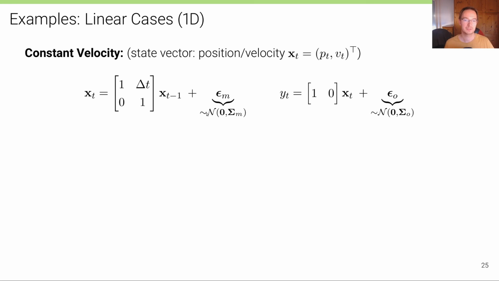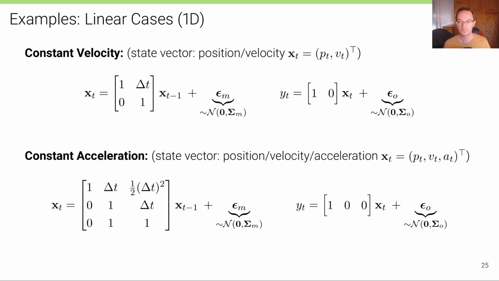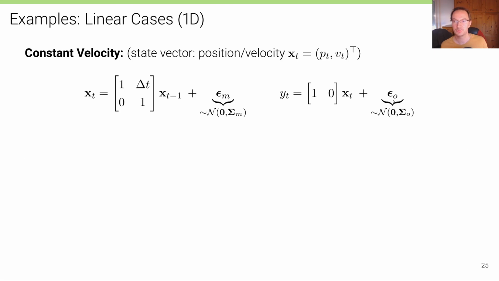We have this epsilon here, which is sampled from a Gaussian distribution with zero mean in this case, and a covariance matrix sigma m for motion. And similarly, we have an observation model, which is given here on the right, where in this case we simply pick out the location from that state vector, and this is our yt, corrupted again with some Gaussian noise. Well, actually that should be non-bold. This should be one-dimensional in this case because we have a one-dimensional variable.